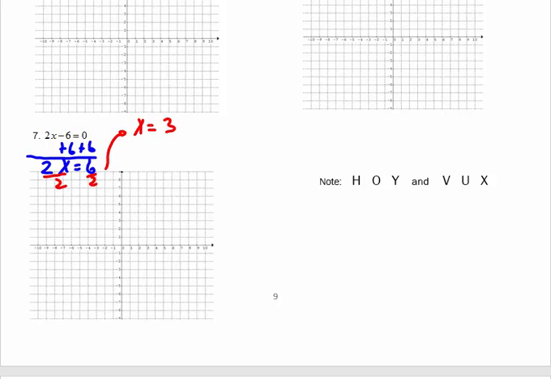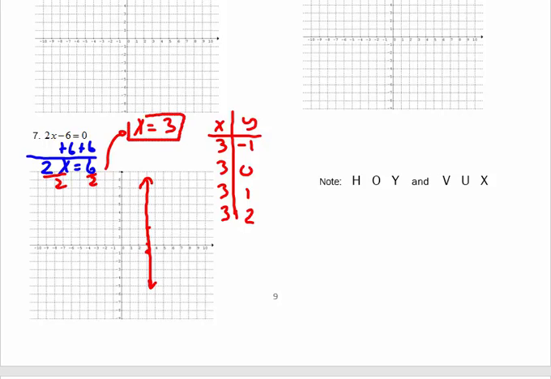You only have one variable. So again, looking at the table, what does that mean? X is always going to be 3. So it doesn't matter what y is, because x is always 3. So let's plot 3, -1. 3, 0. 3, 1. 3, 2. What you'll notice is you will then have a vertical line instead. So when you have a one variable equation with x equals, you get a vertical line.